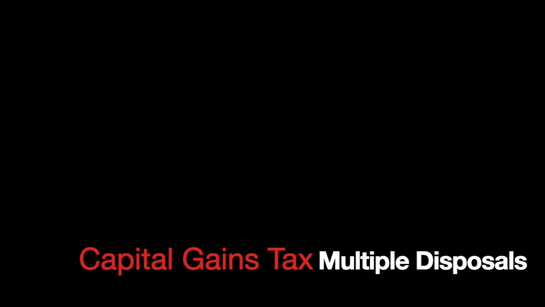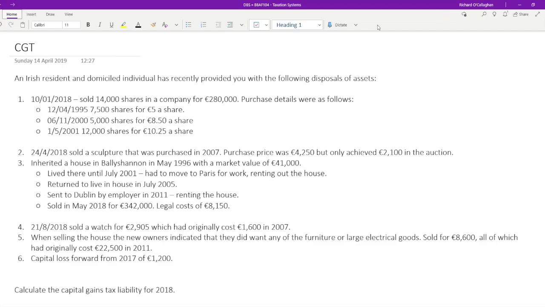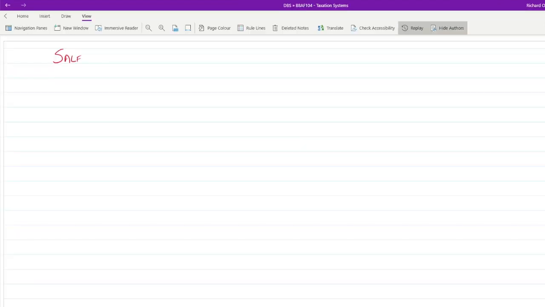This is a capital gains tax computation for a question where there's a number of disposals, including shares, a home, and an assorted number of personal items. So we bought the shares in 3 blocks, 7,500 in 1995 and 12,000 in 2001.